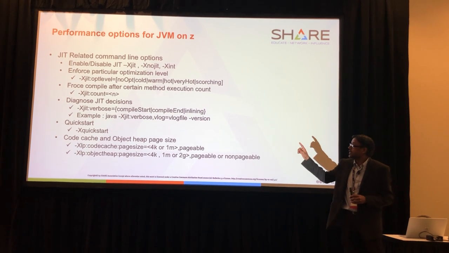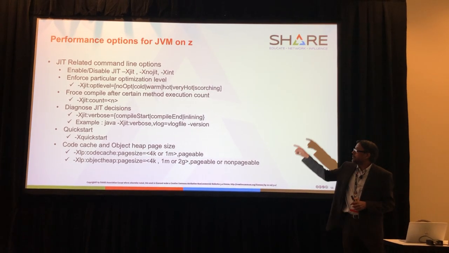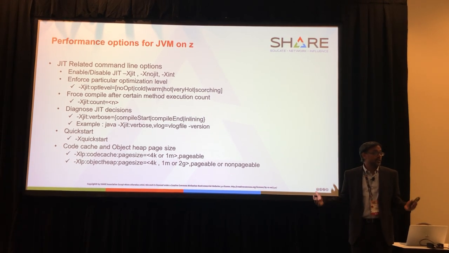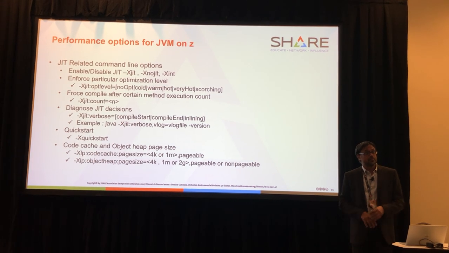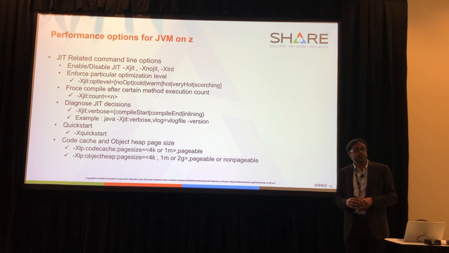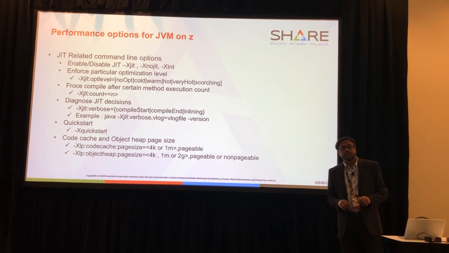For example, in IBM's JVM, if you want to enable or disable your JIT compiler, you type -Xjit, -Xnojit, -Xint. -Xnojit obviously says, I don't want the JIT compiler. You can disable it. Similarly, the AOT compiler. If you use -Xint, I think it's deprecated, it's going to disable your AOT compiler and your JIT compiler.